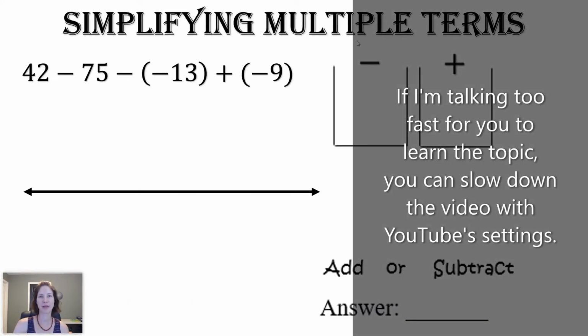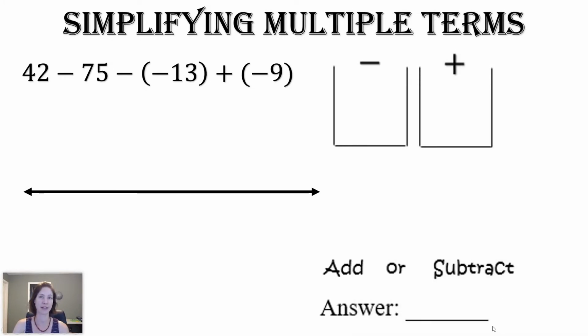Okay, so now we're going to look at a multi-term problem, and we're going to connect the sorting of the boxes to the number line and how to find the final answer. So to sort, we're going to have a positive 42, a negative 75, opposite of negative 13 is positive 13, and adding on a negative 9.